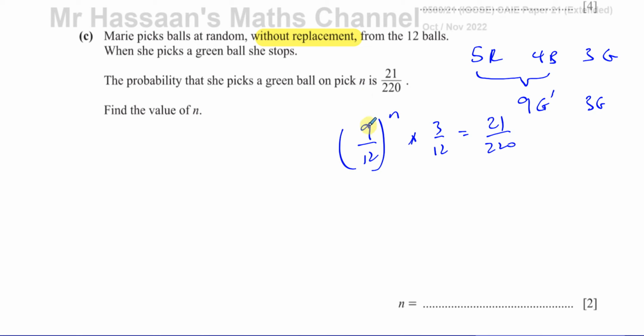Because you will have that same probability each time because you're replacing the ball. Now, this doesn't work because it's without replacement. So every time this thing changes. So it's not going to be something to the power of n. In fact, that would be to the power of n minus 1, and then the last one would be the one where it comes out as green. So then you'd work out what n is that way. Okay, that's if there is replacement when you put the ball back.